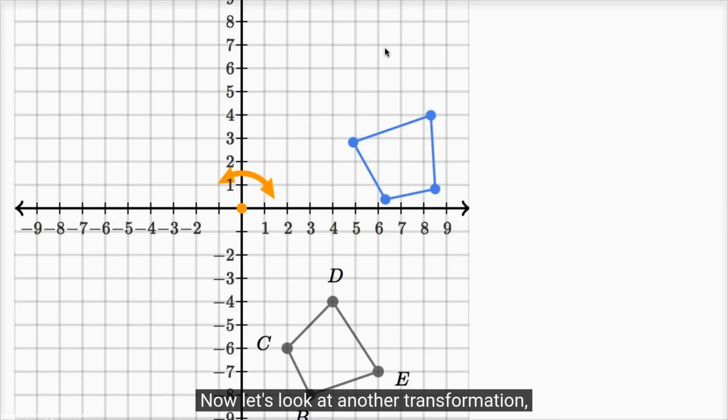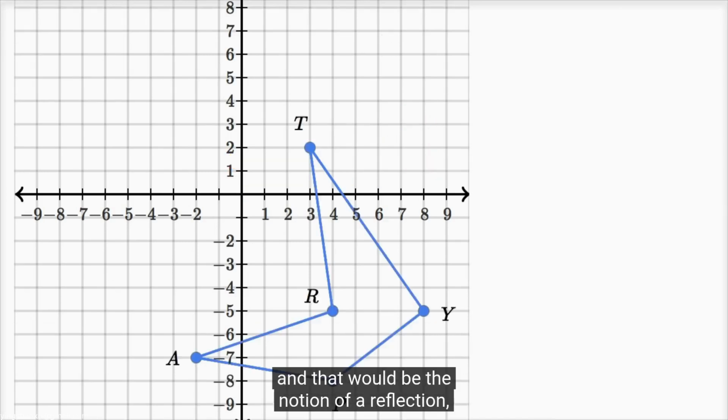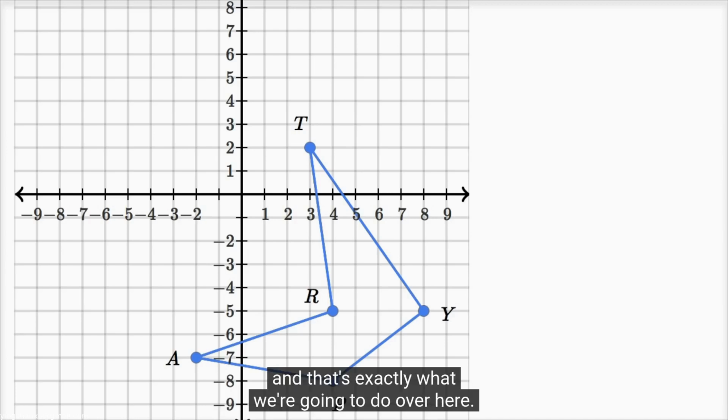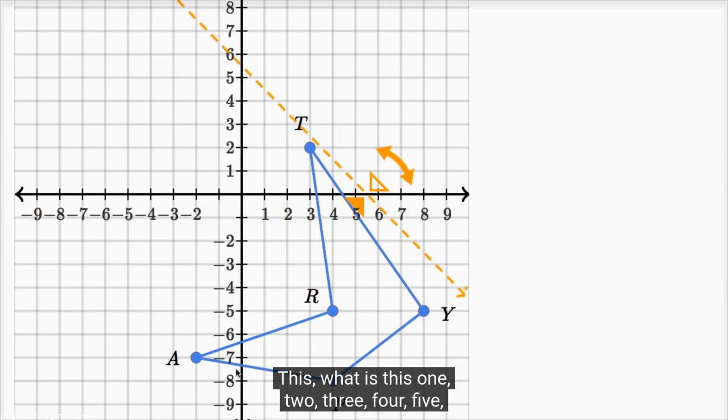Now let's look at another transformation, and that would be the notion of a reflection. And you know what reflection means in everyday life. You kind of imagine the reflection of an image in a mirror or on the water. And that's exactly what we're going to do over here. So if we reflect across a line. So let me do that. What is this? 1, 2, 3, 4, 5. This is an irregular pentagon. Let's reflect it.